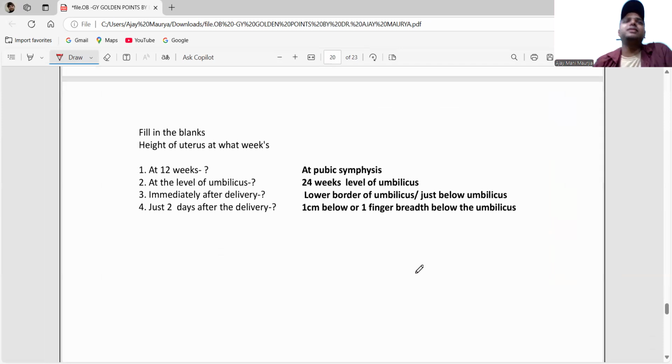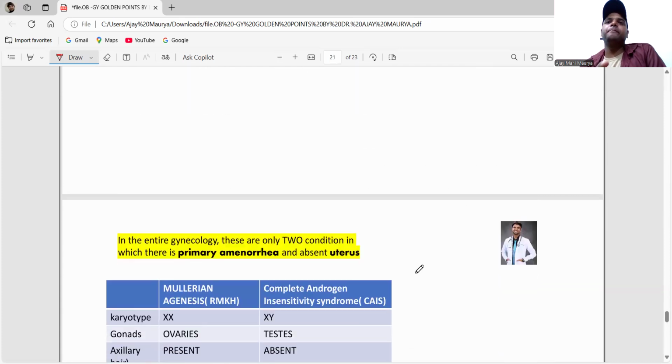Remember this one, guys. This is a fill in the blanks. See, height of uterus at what weeks? At 12 weeks it is at the pubic symphysis. At the level of umbilicus it is at 24 weeks. Immediately after delivery it is at the lower border of umbilicus, just below umbilicus. Just 2 days after the delivery it is 1 finger breadth below the umbilicus.